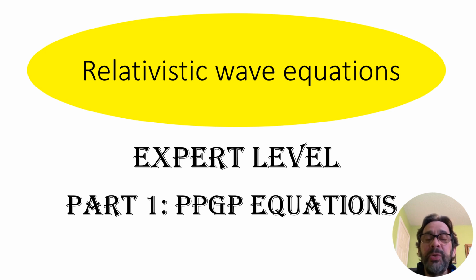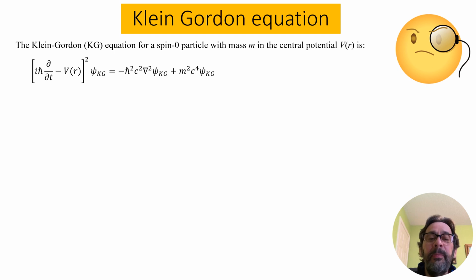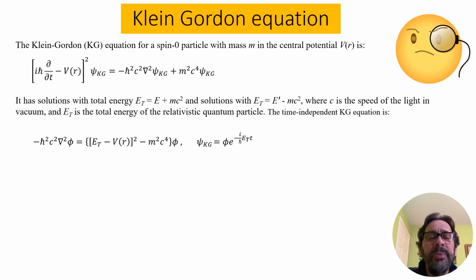Relativistic wave equation, expert level, part 1. Poveda-Poirier-Grave de Peralta equations. Let's talk first about the Klein-Gordon equation. The Klein-Gordon equation for a spin-zero particle with mass m in the central potential V is given by this expression. This is very well known.